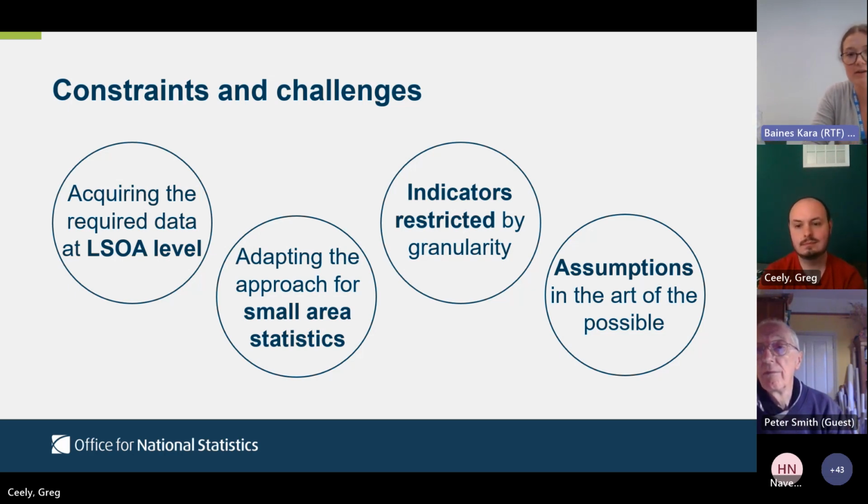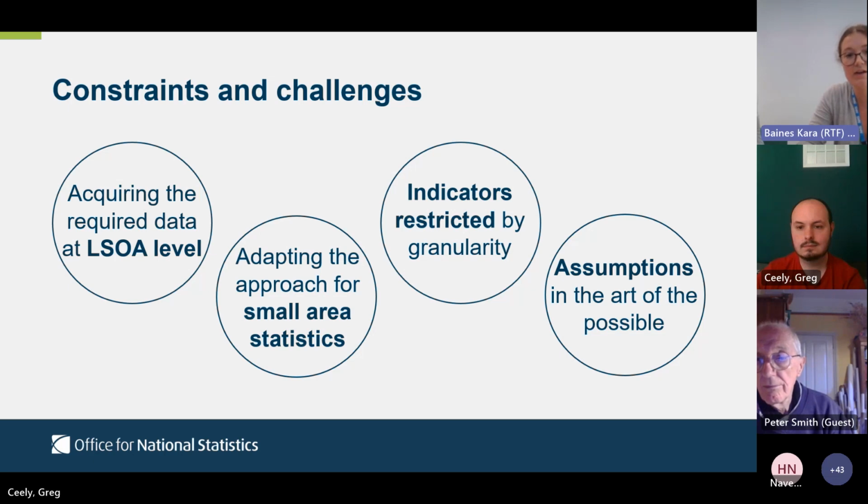If we outline those constraints and challenges now, most of them arose due to the small geographies we're talking about. The first one is about getting the right data. Sometimes the LSOA level data just wasn't available, or we as a trust weren't able to access it. So we had to work very closely with our local authority counterparts and also make substitutions where needed to get the data and the 56 indicators that we wanted.